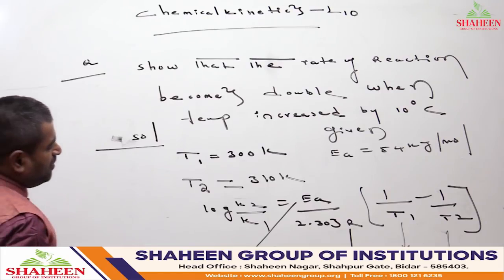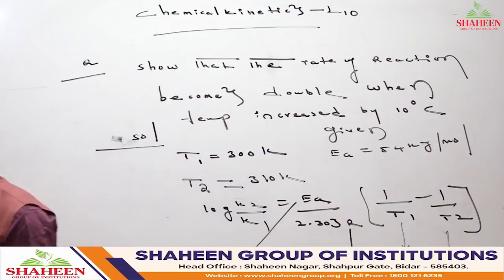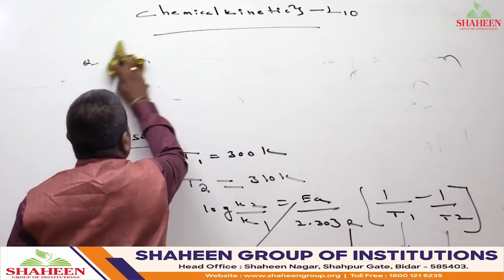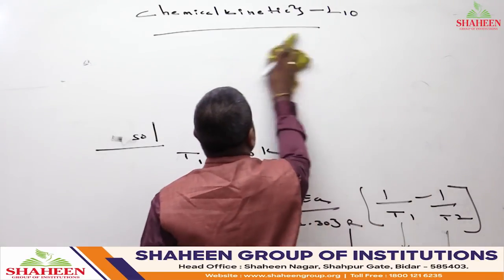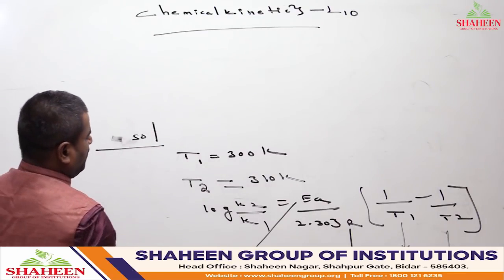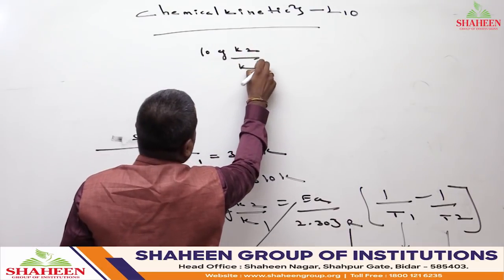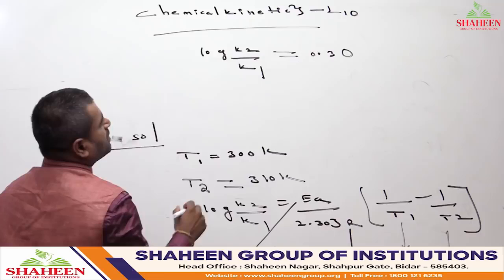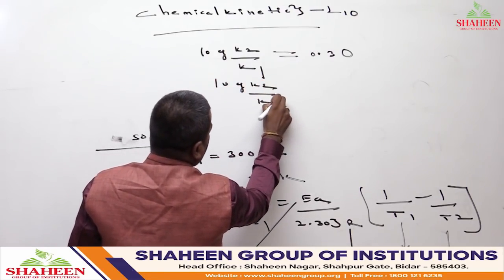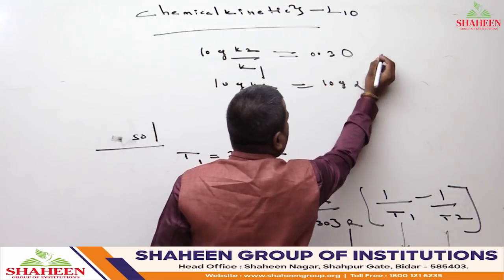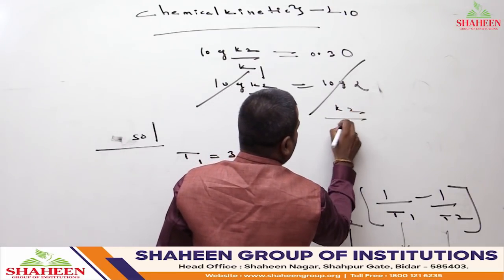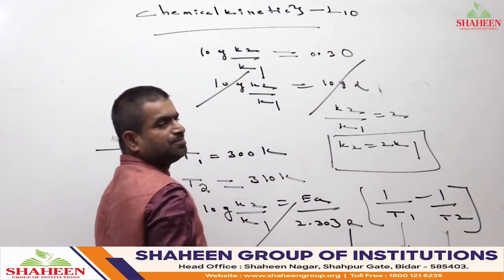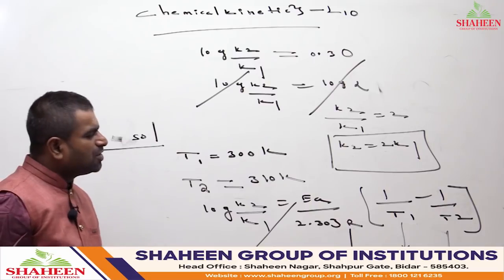Remember, my dear students, now we substitute all the given values in this equation. Finally we will get the log K2 by K1 value. When I solve this part, finally we get the value 0.30. You know the log 2 value is 0.30, so log K2 by K1 equals log 2. On both sides the log gets cancelled, therefore K2 by K1 is equal to 2, so K2 is equal to 2 K1. This means that every 10 degrees Celsius the rate of the reaction doubles. That's why K2 is equal to 2 K1. Write this one out. Next problem I am going to discuss now.